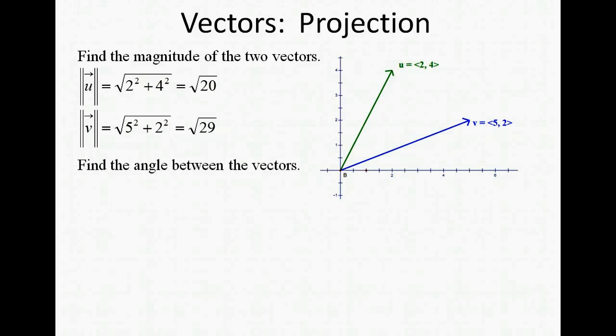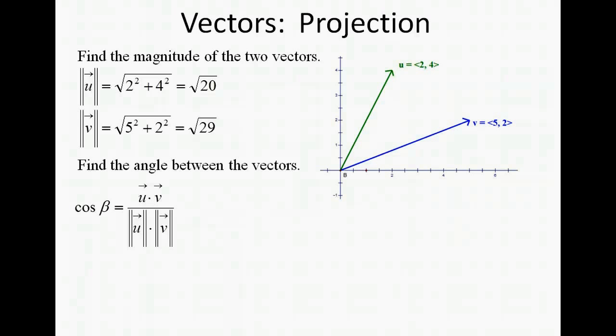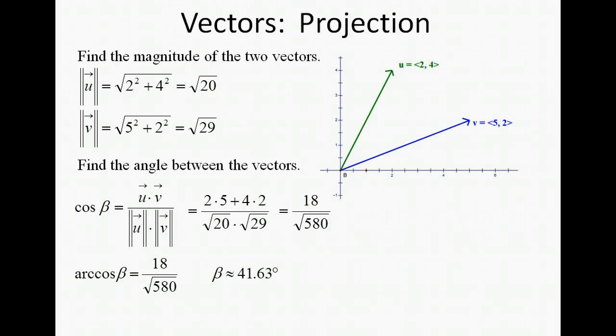Next, what we want to do is find the angle between the two vectors. So using our cosine of beta formula, we need to find the dot product of the two vectors and divide by the magnitude of the two vectors multiplied together. So our dot product gives us 2 times 5 plus 4 times 2. Our magnitudes we're plugging in. So we have 18 over the square root of 580 as the cosine of the angle between the two vectors. Using the arc cosine or the inverse cosine function, you get about 41.63 degrees for the angle between the two vectors.